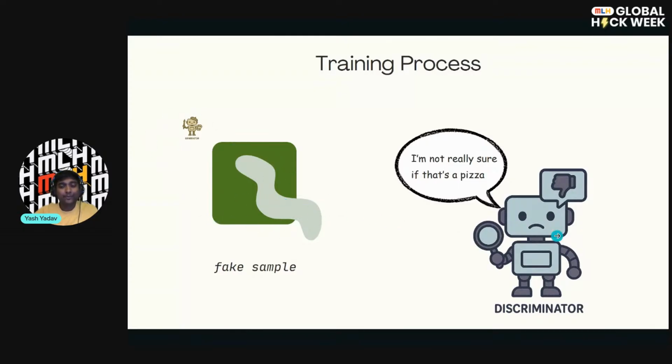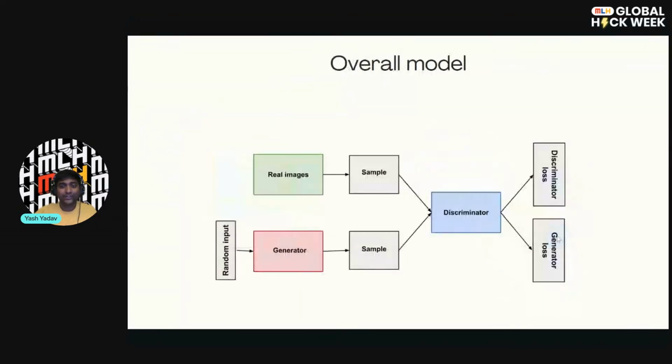And the core process, what this whole process turned out into, is something like this. We have our generator, which is generating a fake sample and feeding that into the discriminator. And we have our set of real images. We take a sample from that and feed it into the discriminator. The discriminator's job is to identify whether the sample was fake or real.